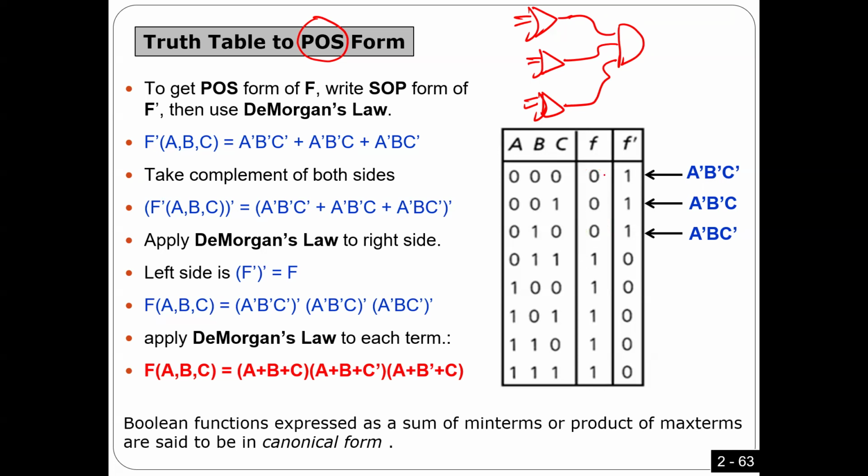So here I have 3 zeros. For every 0, I have to make one term here that has OR. This one has to make one term here, and this one has to make one term here. Is that okay?